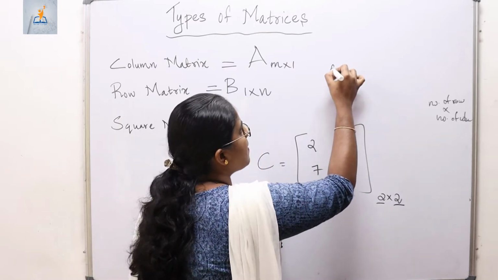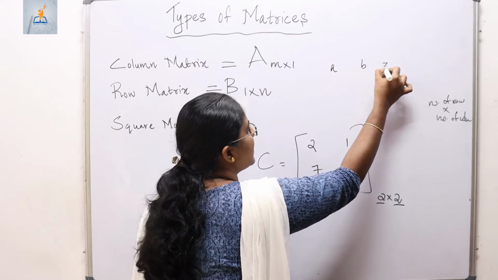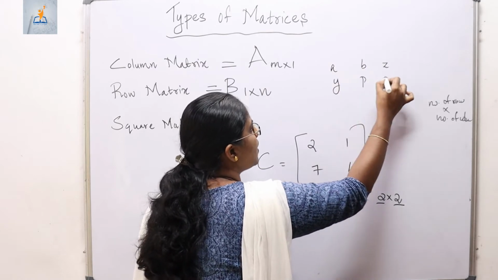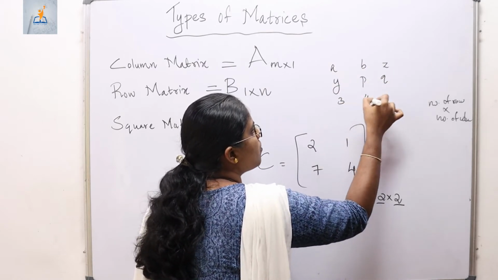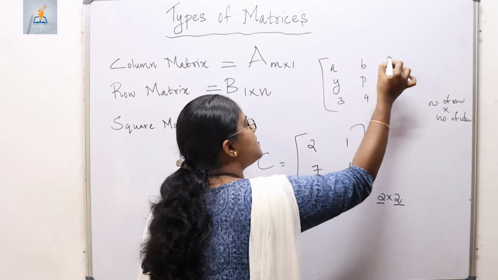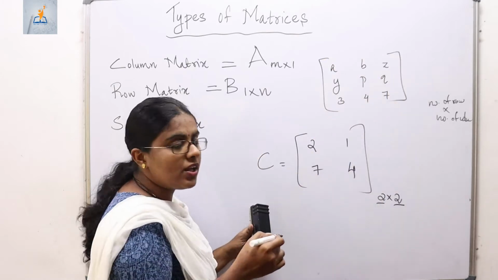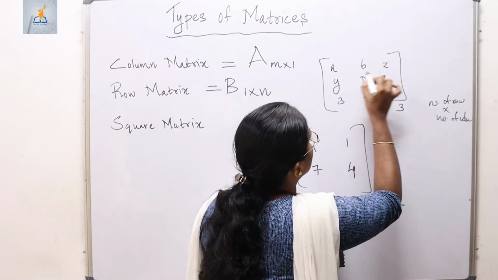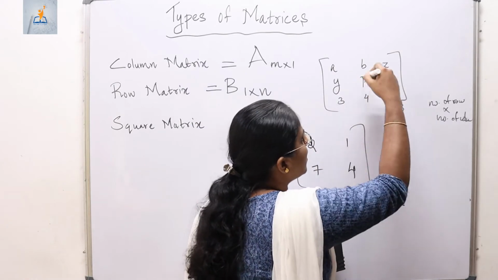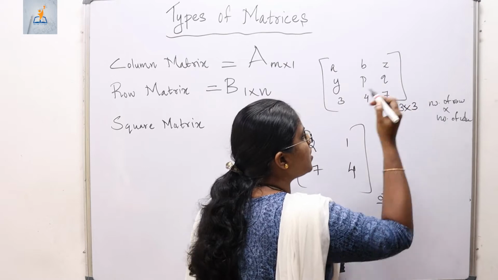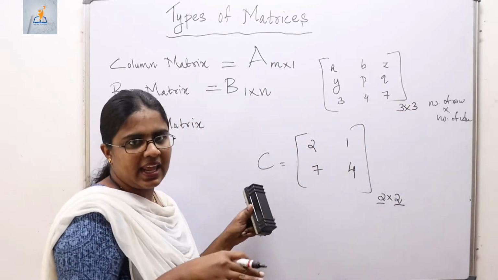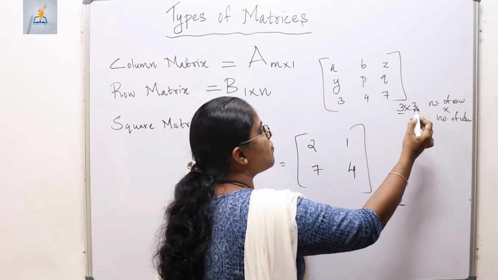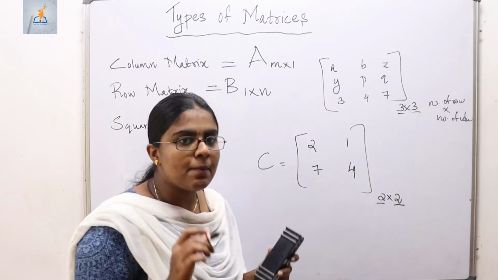Consider another example: a matrix with entries A, B, Z, Y, P, Q, 3, 4, 7. So this is a matrix with how many rows? It has 3 rows, and how many columns? 1, 2, 3. 3 columns. So the order is 3 by 3. So here also the number of rows is equal to the number of columns.